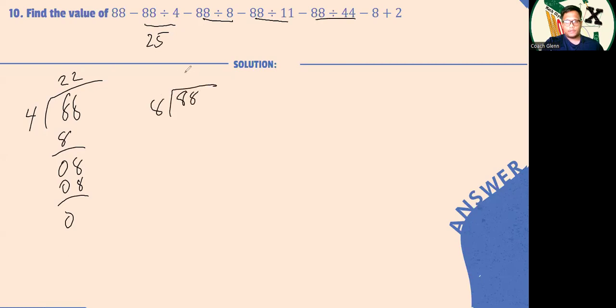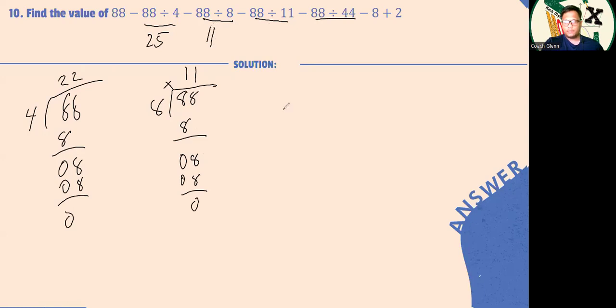8 divided by 8 is 1. 1 times 8 is 8. Subtract, that's 0. Bring down 8. 8 divided by 8 is also 1. 1 times 8 is 8. So we have remainder 0. So this one is also equal to 11.